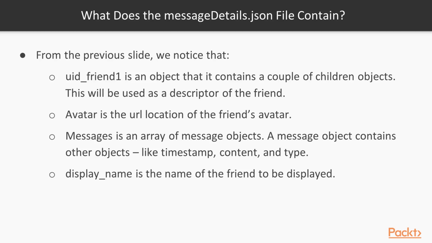Okay, so next up, what does the messagedetails.json file contain? Like from the previous slide and how I described it before, you have your UID, your avatar, messages, and then the display name. As a reminder, JSON files are not really statically typed, meaning that you don't have to put a descriptor for the data, except for the use of square brackets for arrays. You can also put true or false without quotation marks. You can also put numbers. And for strings, you need to put quotation marks.